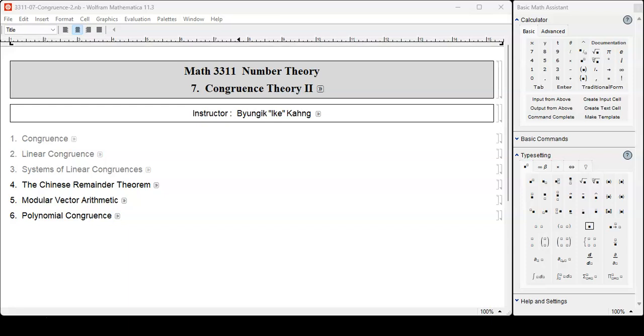Previously we completed section 4, the Chinese remainder theorem. Now let's go to section 5, on application of Chinese remainder theorem in modern day computing.